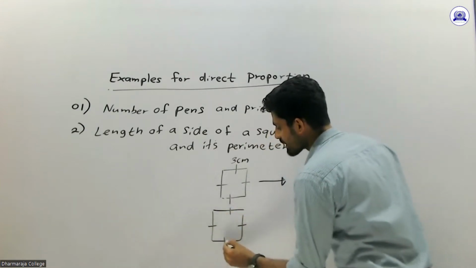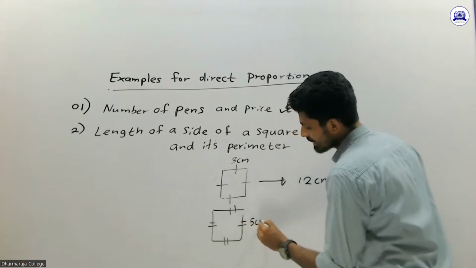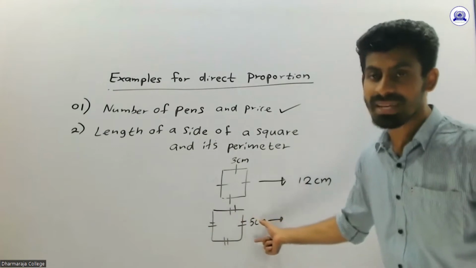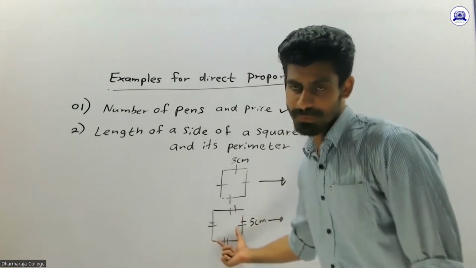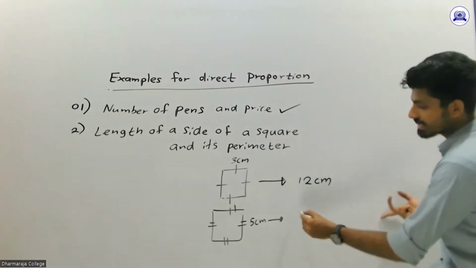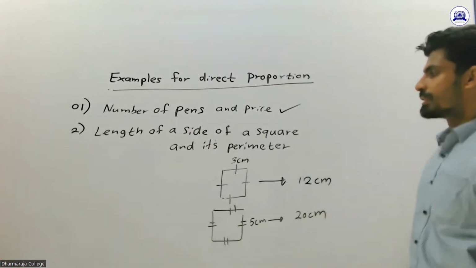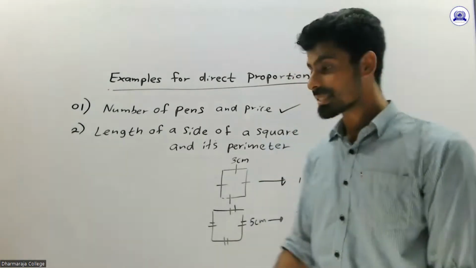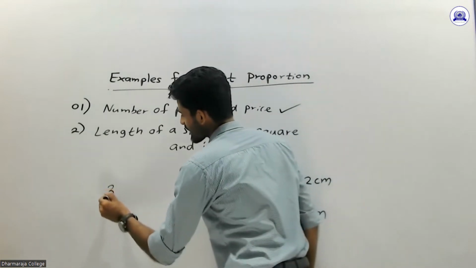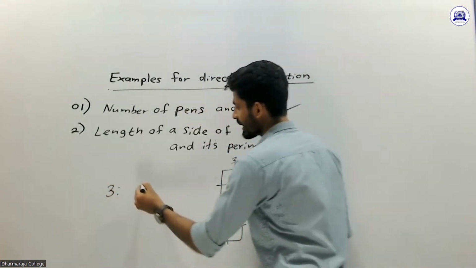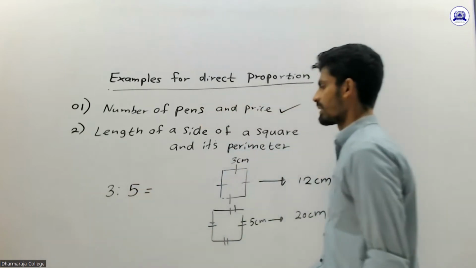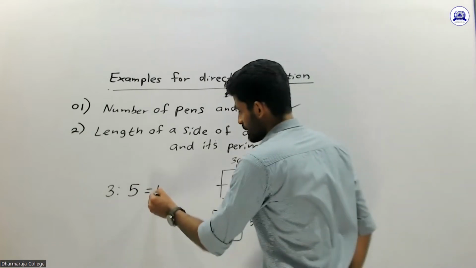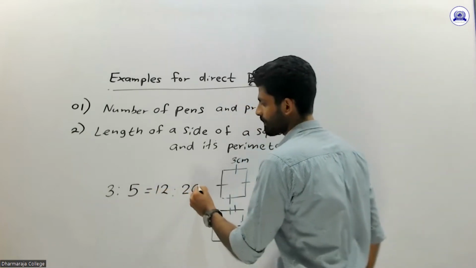Just consider the second example. I'm taking one side equals 5 centimeters. That means 5 plus 5, 10. 10 plus 5, 15. 15 plus 5, 20. That means 20 centimeters. Just consider the ratios. The side lengths are 3 to 5. The perimeters are 12 to 20.